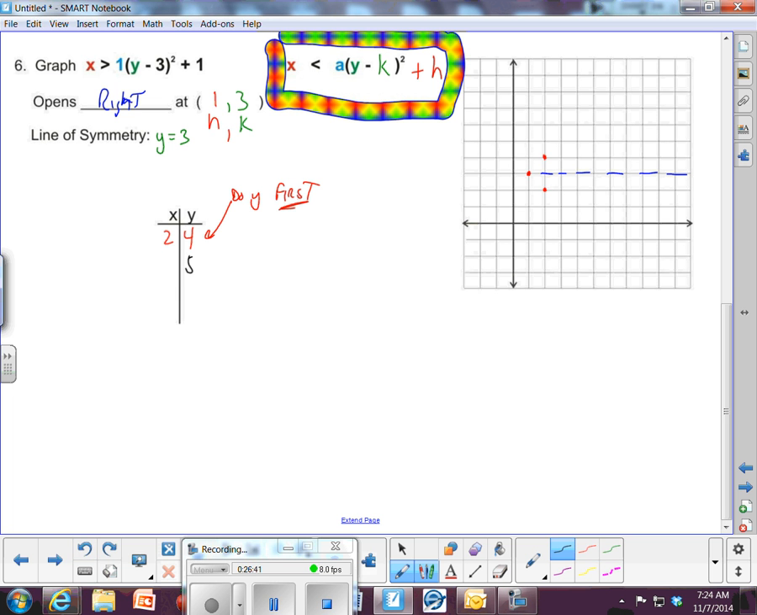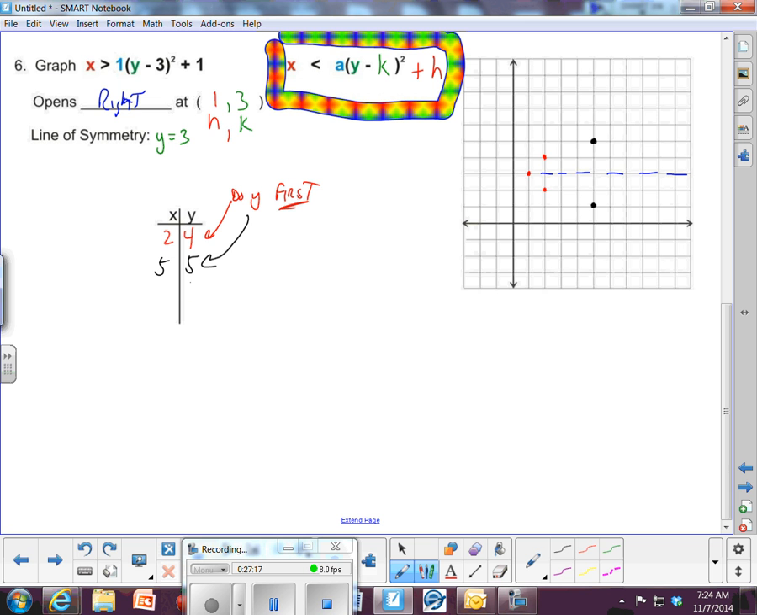Okay, I'm at 4. My next point, I'm going to go 5, right? So again, look up at the function, put a 5 in for the y. 5 minus 3 is 2. 2 squared is 4. 4 times 1 is 4. 4 and 1 is 5. So we have the point 5, 5. All right, it's right there, right? 5 to the right and 5 up, point right there. Line of symmetry. I'm 2 up. I got to go 2 below. Right there.